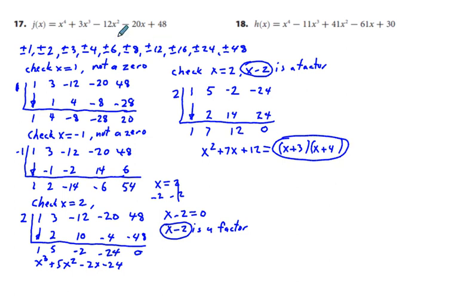quadratic trinomial. So I'm going to put up here j of x is equal to quantity x minus 2, quantity x minus 2, quantity x plus 3, quantity x plus 4. So there we have that.